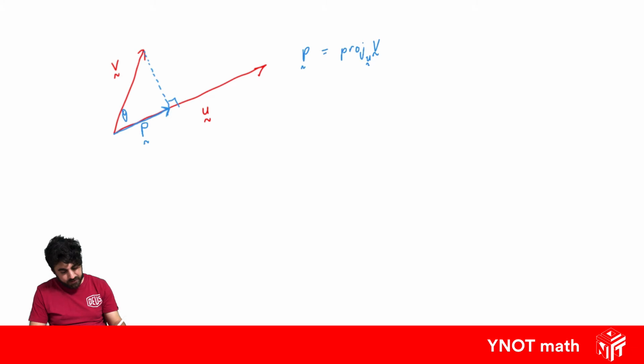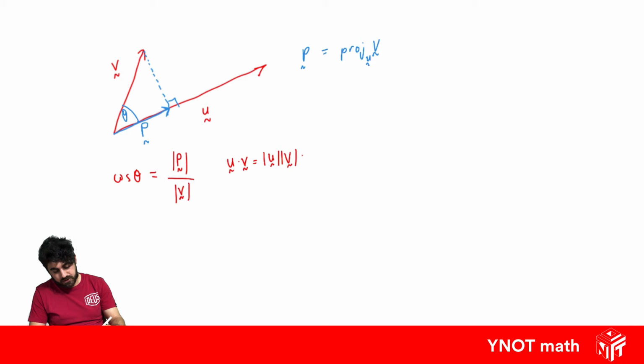Now, if we had the angle between u and v, let's call it theta, we can write some expressions down. So we can say that cos theta equals our adjacent side. You've got to be careful not to put p, but the magnitude of p, because we're after the length of p, over the hypotenuse, which is just going to be the magnitude of v. We can also write that the dot product of u and v is the magnitude of u times the magnitude of v cos theta.